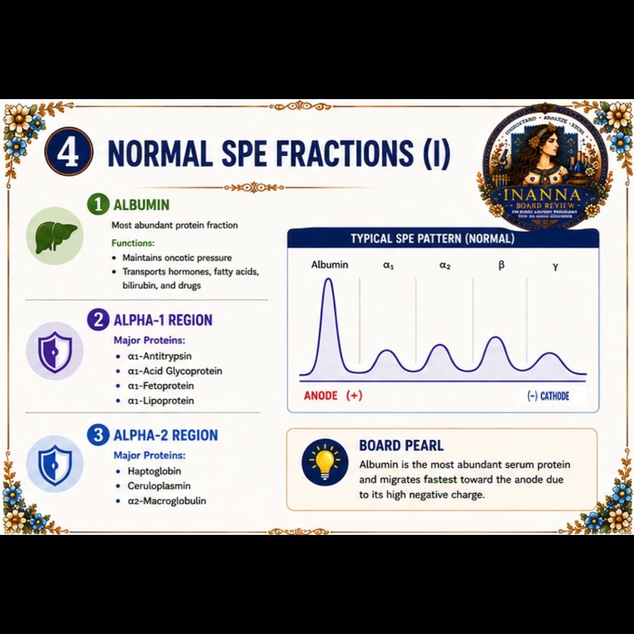Normal SPE fractions 1. A normal SPE pattern has 5 major fractions. Albumin is the largest peak and is responsible for maintaining oncotic pressure and transporting substances such as hormones, bilirubin, fatty acids, and drugs. The alpha-1 region contains proteins such as alpha-1 antitrypsin and alpha-1 acid glycoprotein. The alpha-2 region includes haptoglobin, ceruloplasmin, and alpha-2 macroglobulin. These alpha fractions often increase during inflammation.